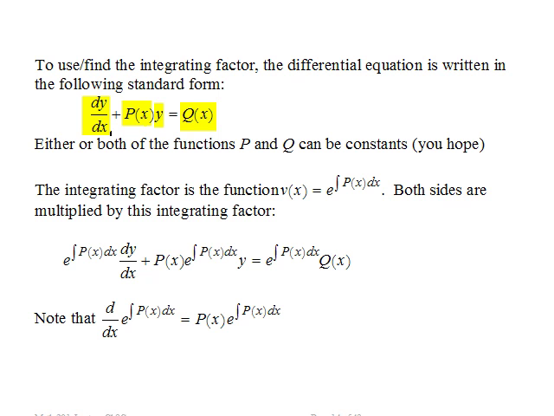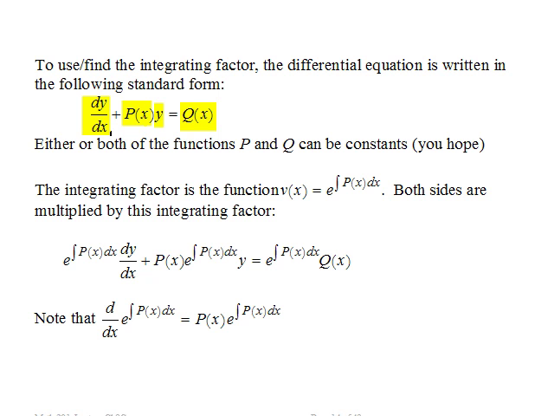Now, either or both of the functions p and q can be a constant, and you certainly hope they are, because that simplifies your life. The integrating factor is a function nu of x, which is equal to e to the power of the integral of p of x dx, where e is Euler's number.